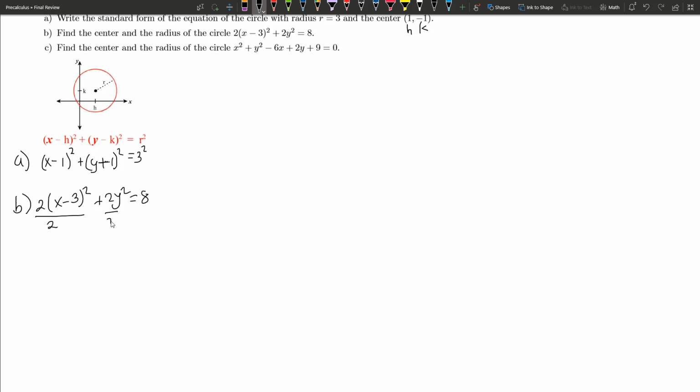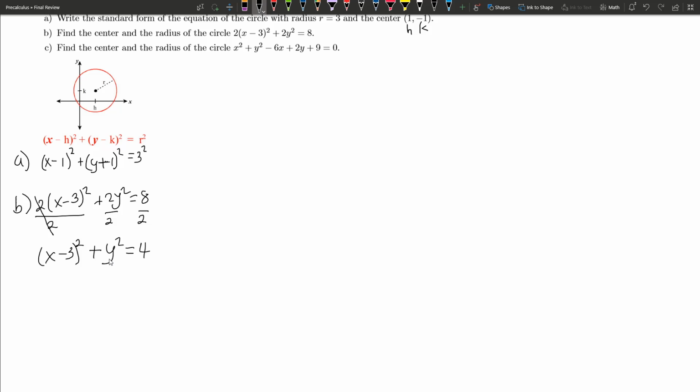All you want to do is a little bit of algebra. Now, if you need help with algebra, that's a different story, but we want to do a little bit of algebra to just get it looking like that form. So this is (x minus 3) squared, because these 2's divide out into 1. Don't forget the parentheses, those are important. 2 divided by 2 is 1, so it's just y squared, and 8 divided by 2 is 4. Now, this is what I want.